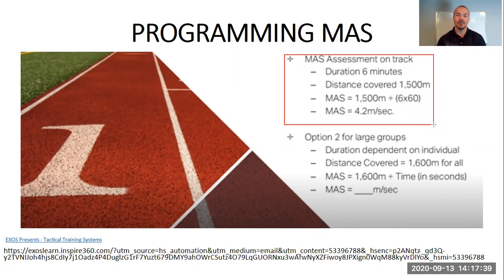let's say an individual covers 1,500 meters. You would then take 1,500 meters divided by 6 times 60, or 360. Sorry for the math snafu there. So you then take 1,500 and divide it by 360, and you're going to get 4.2 meters per second. And you now have from the run a MAS score of 4.2.